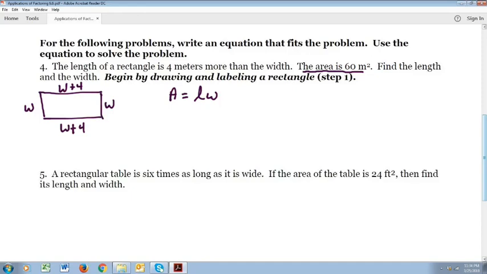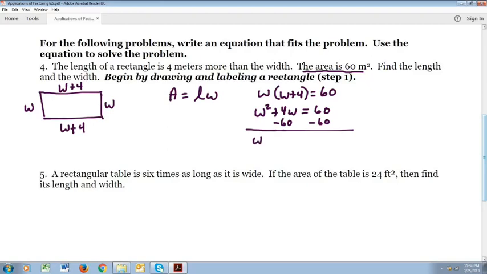So I'm going to go ahead and put the width first, times the length. So when we multiply these two, we get the area, which is 60. So we've got a little bit of work to solve this. Let's go ahead and distribute here. And then this is a quadratic equation because of that W squared. And so the next thing we want to do is get 0 on one side, so we're going to have to subtract 60 on both sides. So you get W squared plus 4W minus 60 is equal to 0.